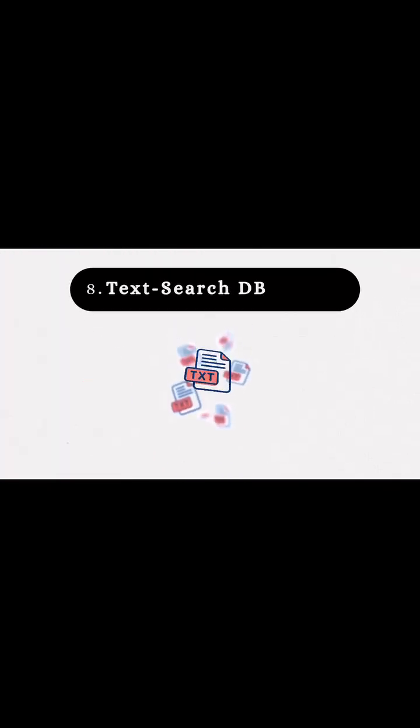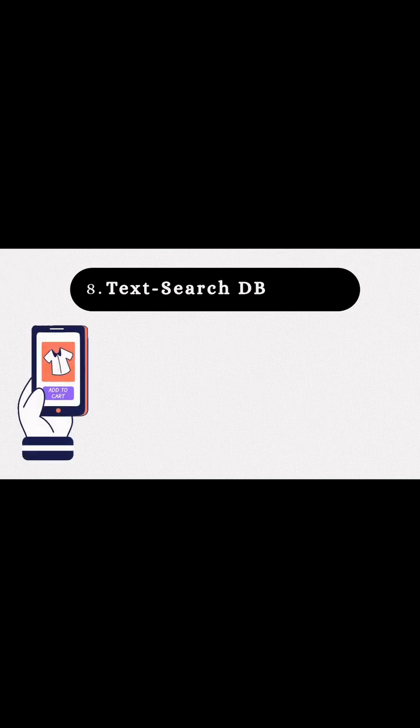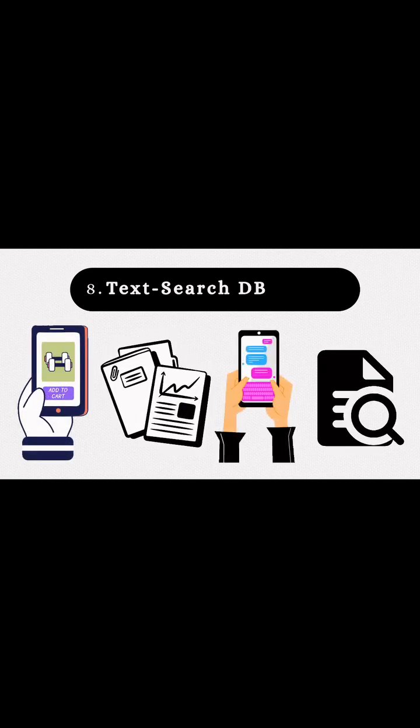Text search databases are designed to search through large volumes of text efficiently. Instead of relying on exact matches, they support full text search, ranking, relevance scoring, and fuzzy matching. These databases power search features in e-commerce platforms, document systems, content platforms, and log analysis tools.